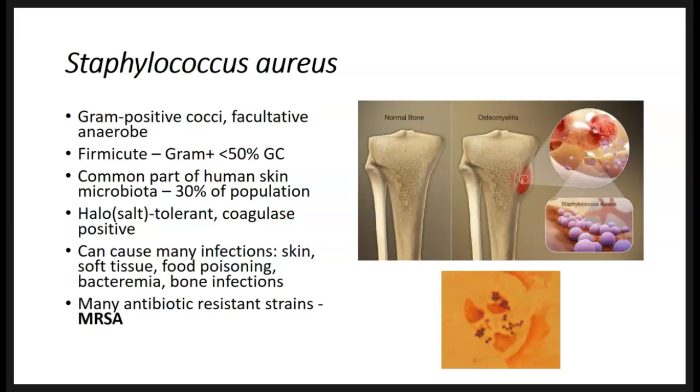It can cause a number of different important infections, including skin infections, soft tissue infections, food poisoning, bacteremia or infections of the blood, and also bone infections. So many Staphylococcus aureus are resistant to antibiotics, including a strain of Staph aureus called MRSA, or methicillin-resistant Staph aureus.